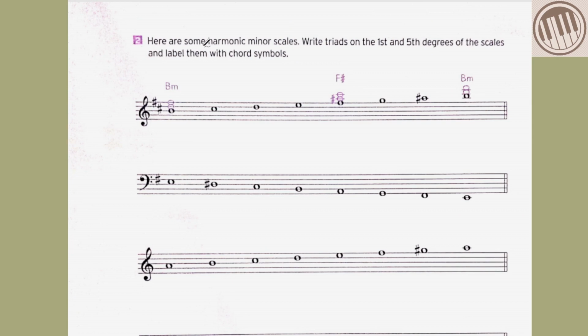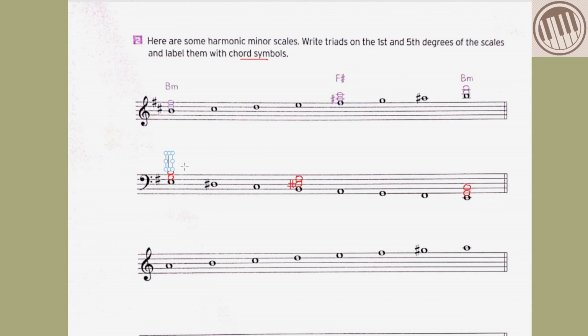So here we have harmonic minor scales. You need to write the triads on the first and the fifth degrees of the scale, and this time you have to write chord symbols on top of the chords. First one, we have been given the scale of E minor, so let's build the triads. E, G and B, and my 5 chord starts on B, so this is a B major. Make sure you raise the 7th on all of these triads.